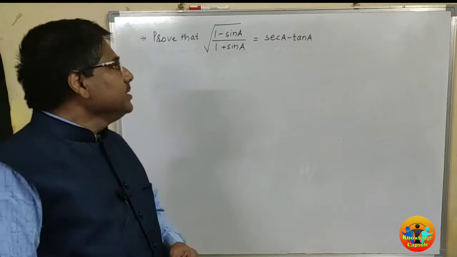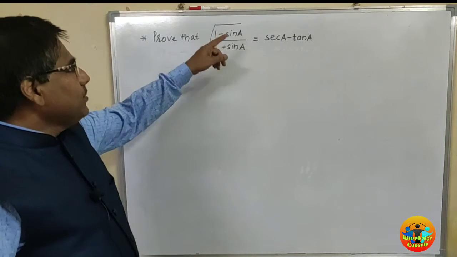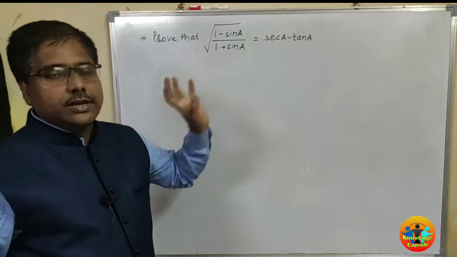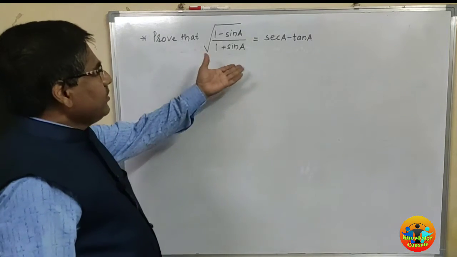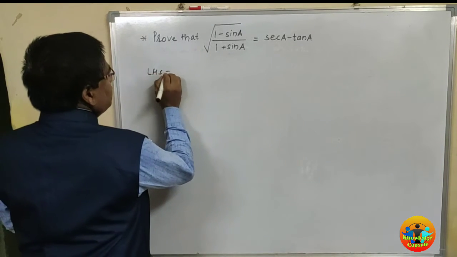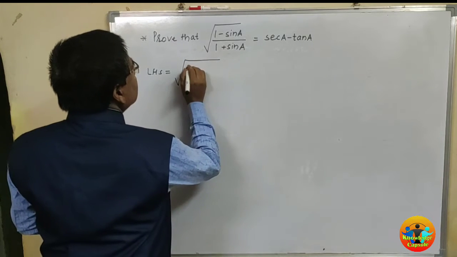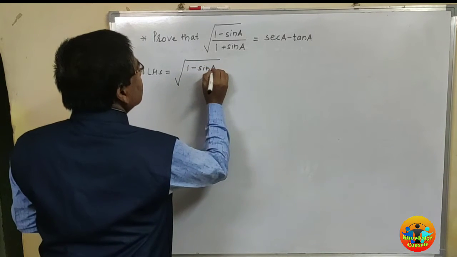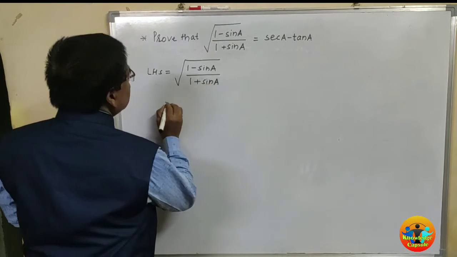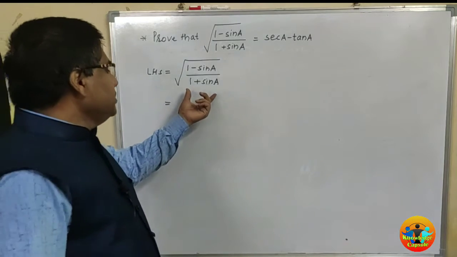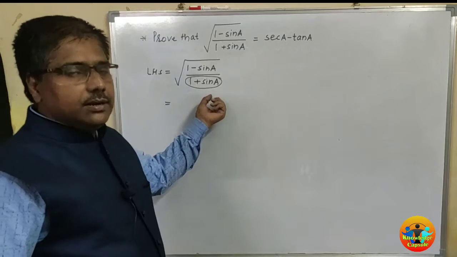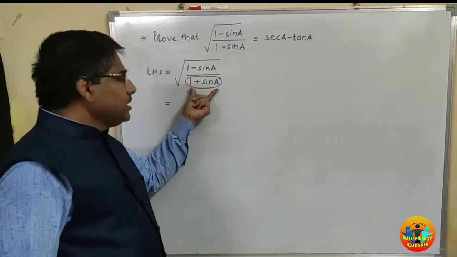Now the next problem is, prove that root of 1 minus sin A upon 1 plus sin A is equal to sec A minus tan A. Now let us take the left hand side of this given expression. LHS is equal to root of 1 minus sin A upon 1 plus sin A. Now our attempt should be to reduce this denominator into a single term.